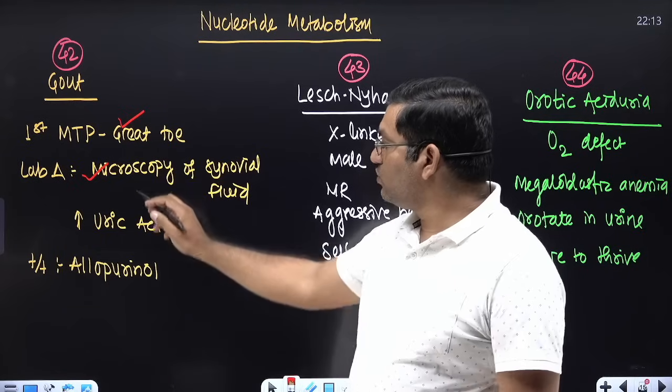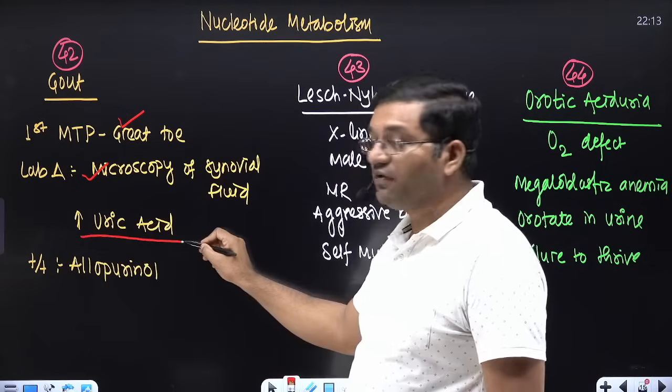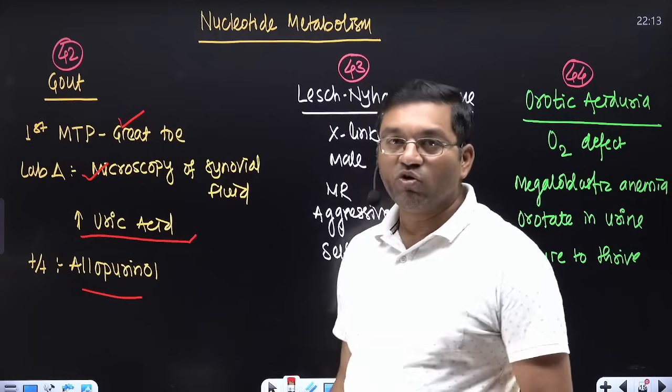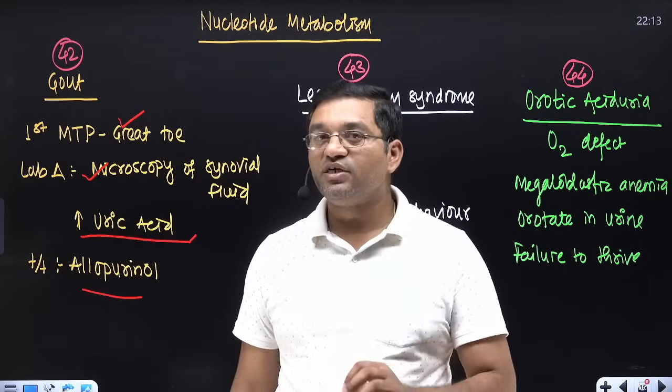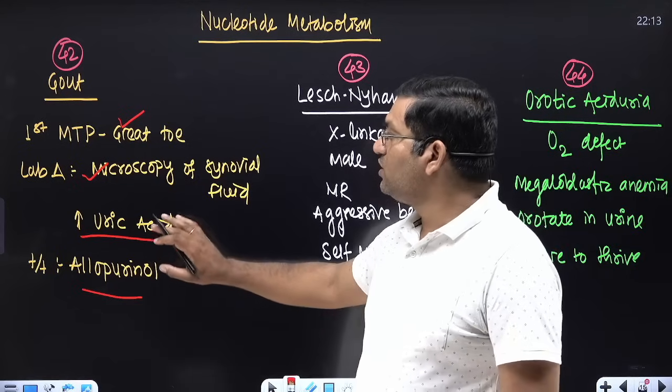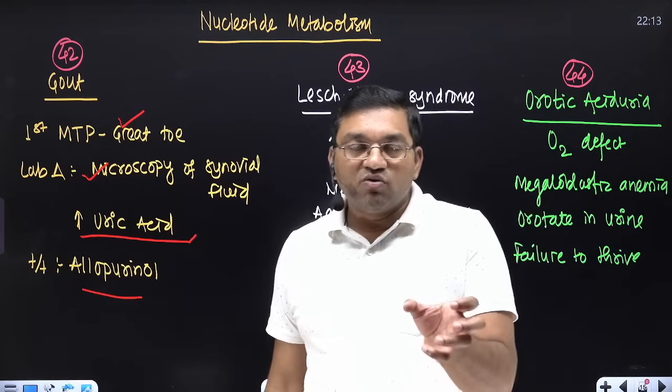So this is the diagnostic test. There is increased uric acid level in gout, and treatment is allopurinol, which is a competitive as well as suicide inhibitor of the xanthine oxidase enzyme. So allopurinol is given in the treatment. There are primary gout and secondary gout.